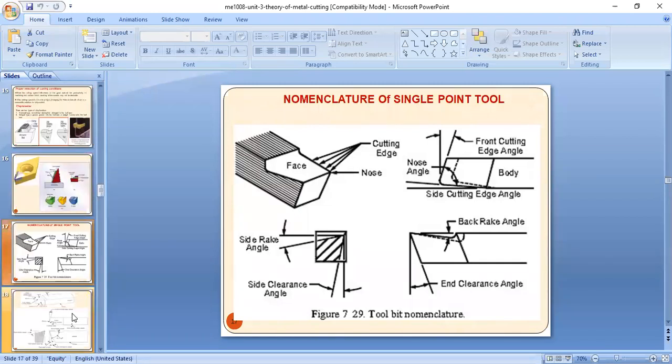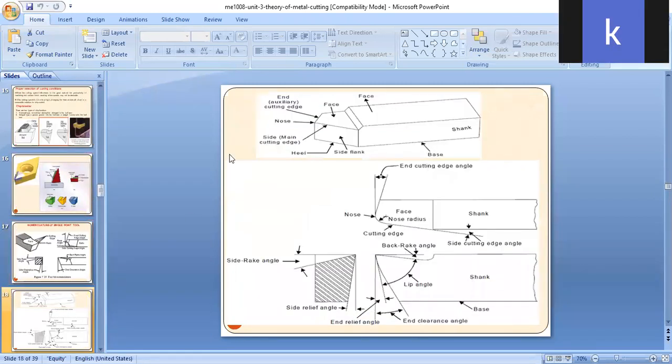And now we'll come to the actual part where this diagram is very important from the examination point of view. So you may be asked to explain the particular single point.